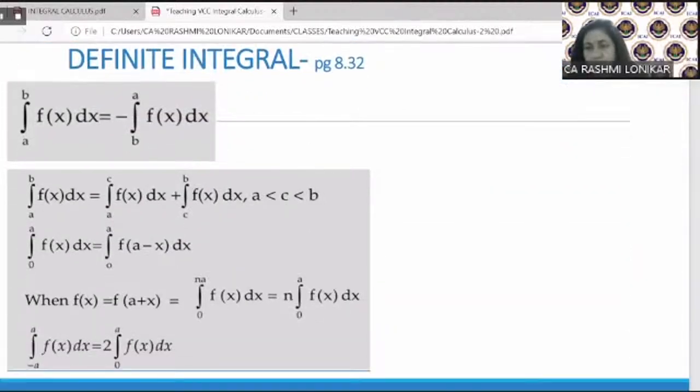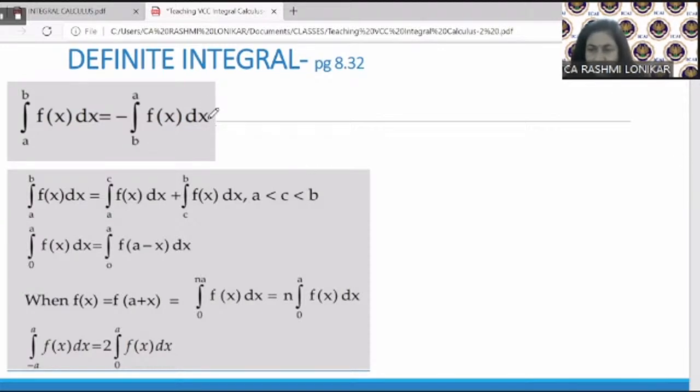Now on page 8.32 you even have definite integrals. So what happens in definite integral? Up till now what we have done was we are finding the integration. Okay, there is no limit over there. So over here, once I want to find the integral value of a function within a given limit, I have put a limit a, that is the lower limit, and b, that is the upper limit. And if I want to find the integration of the function within those limits, then it is called a definite integral. These are theory questions that you may get.